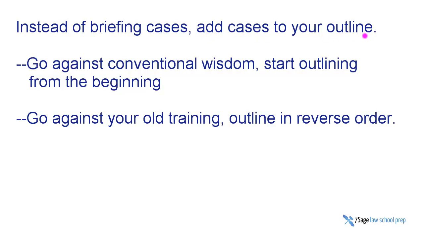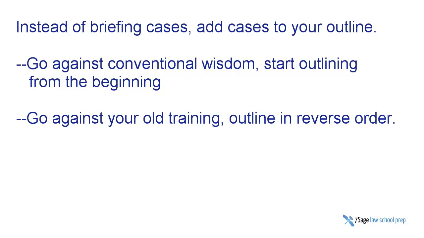So you're going against the conventional wisdom in two ways. You're starting outlining from the beginning of the semester instead of waiting to the end. Everyone tells you that you want to wait until later to let it all come together. I think that's a bunch of BS. You can start outlining from the beginning and then you can still restructure things at the end to see how it all fits together. The second part, and this is what this video focuses on, is going against your old training and outlining in what I will call reverse order.